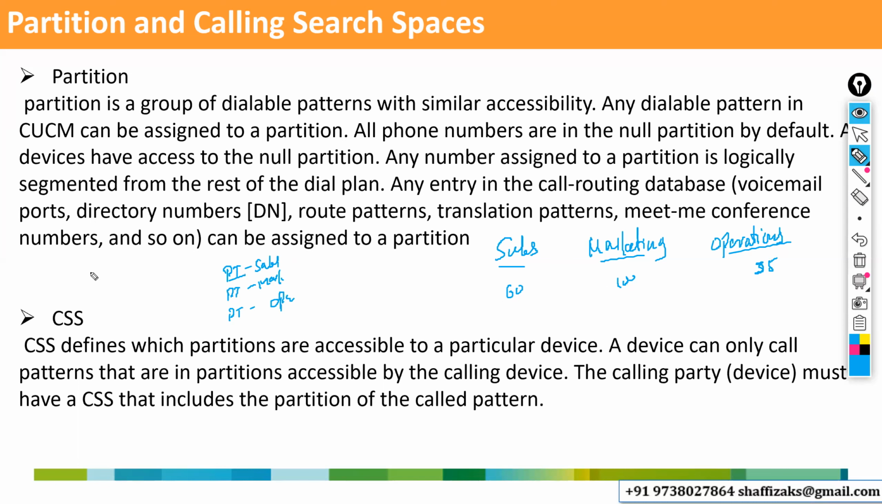Now I have created CSS1. Under this CSS1, I have assigned only partition marketing and partition sales. Now this is my phone.